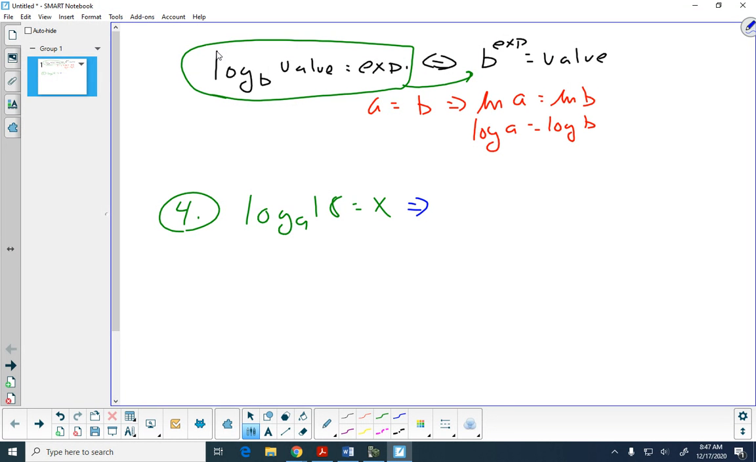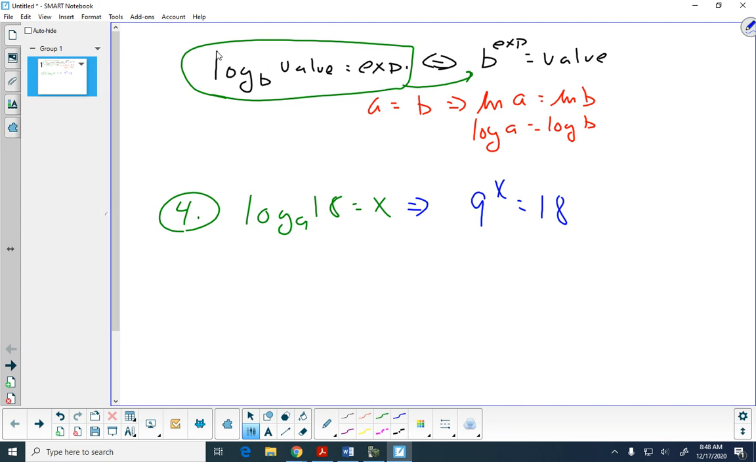Okie dokie. How can I write this exponentially? I have it in a logarithmic form. How can I write that exponentially? Abby, how can we write that exponentially? 9 to the x power equals 18. 9 to the x power is equal to 18. And once again, a common answer to this would be x equals 2. That would be an answer on an ACT question. But that is not going to be the correct answer.